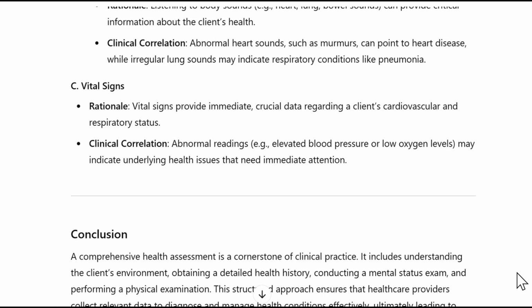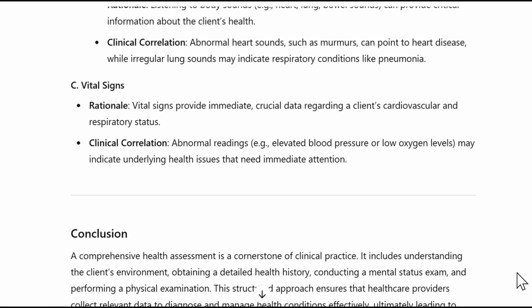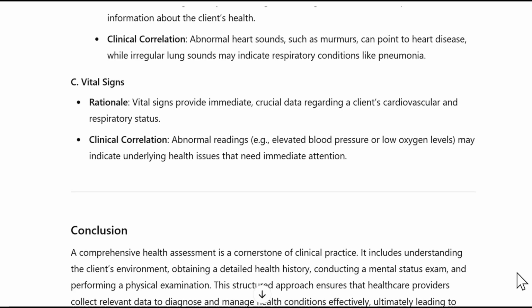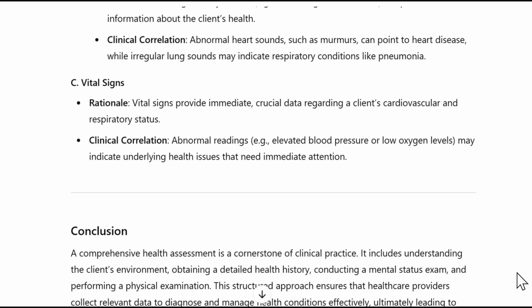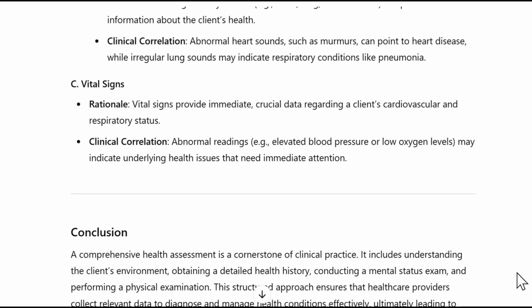C. Vital signs. Vital signs provide immediate, crucial data regarding a client's cardiovascular and respiratory status. Clinical correlation. Abnormal readings, e.g., elevated blood pressure or low oxygen levels, may indicate underlying health issues that need immediate attention.